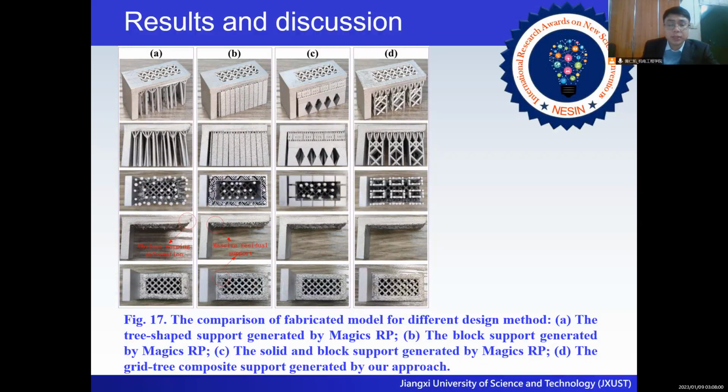Fig 17 A to C are three support structures designed by experienced technologists using Magics RP software. Fig 17D is the support structure designed by our approach. Note that the model supported by tree-shaped support structure has obvious one-sided deformation.